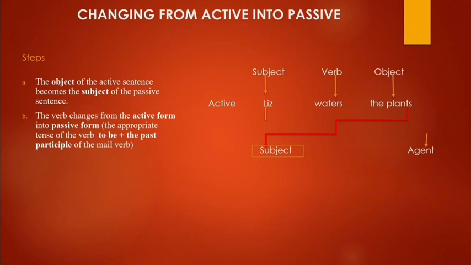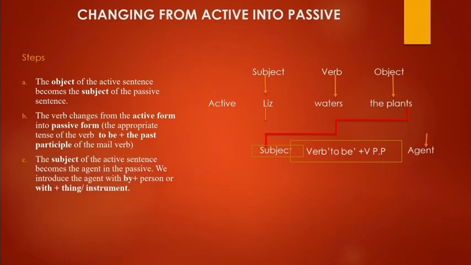You know that if they are regular verbs, they take the ed form, or if they are irregular verbs, they change their form. So you can see the verb to be and the verb in past participle. And the last one, the subject of the active sentence becomes the agent of the passive. We introduce the agent with by plus the person, or the thing or the instrument. And here you can see also the diagram. So the subject becomes the agent of the passive form. So the whole sentence changed in this way.